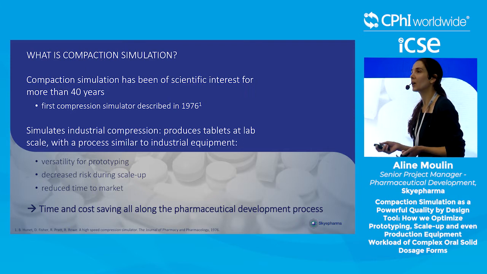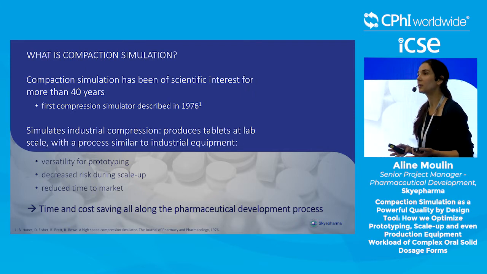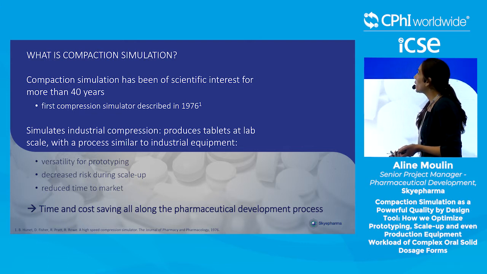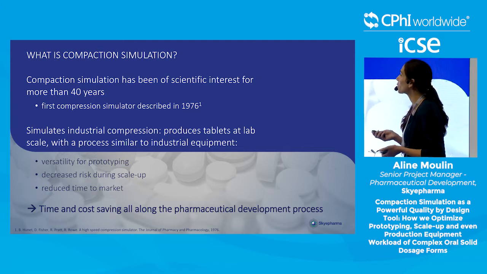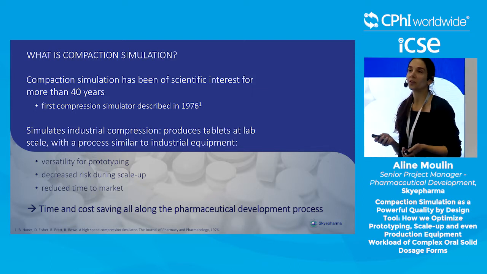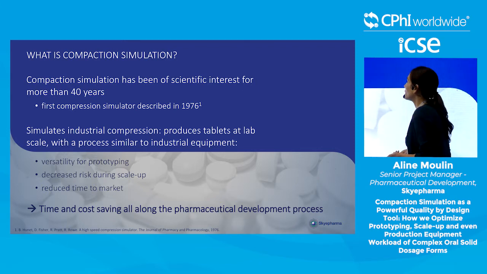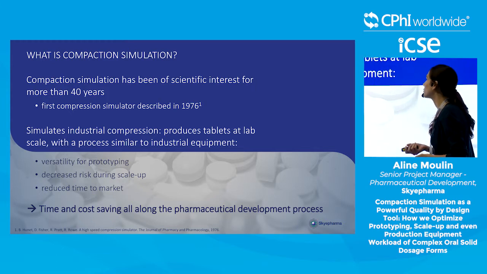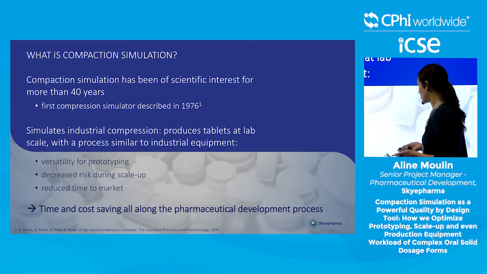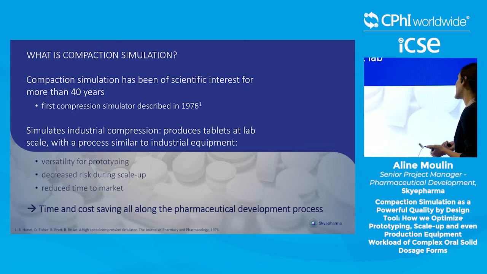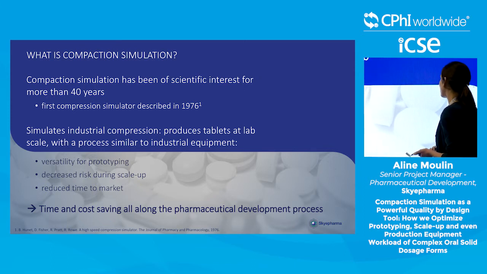It consists of using a compaction simulator, that is a lab equipment able to simulate industrial rotary presses. Compaction simulation has been of scientific interest for more than 40 years, with the first compression simulator described in the 70s. And it has been introduced in the pharmaceutical industry quite recently, with strong key advantages such as versatility for prototyping, decreased risk during scale-up for a global reduced time to market. Thus, compaction simulation is a powerful tool to reduce time and money all along the pharmaceutical development process.